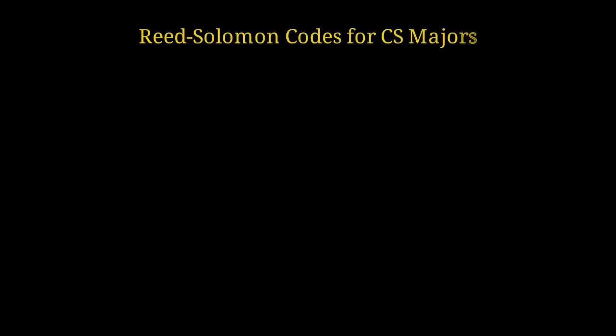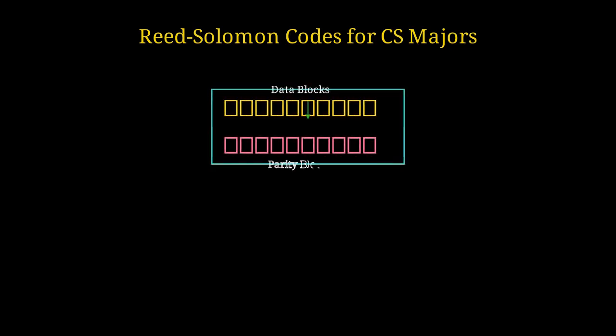Let's dive into Reed-Solomon codes, the error correction scheme you've probably used without knowing it. Reed-Solomon codes add redundancy blocks to your data, enabling recovery from transmission errors and storage corruption.